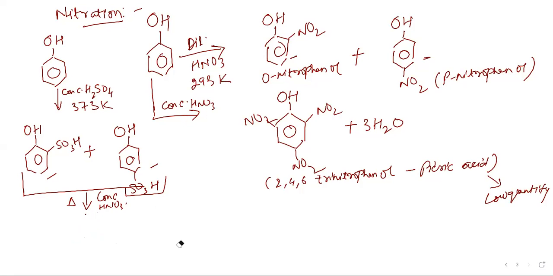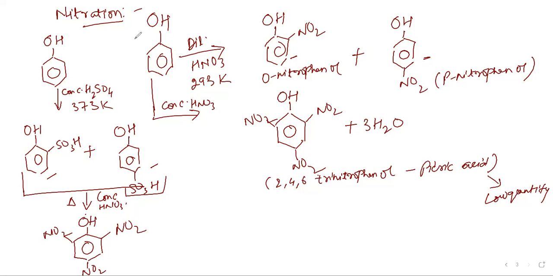So this is the method using which we can get a good yield of picric acid by the indirect method. In this indirect method, we first carried out sulfonation of phenol to get ortho and para phenol sulfonic acid, which we then heated with concentrated nitric acid to get 2,4,6-trinitrophenol, which we call picric acid. I hope this is clear.